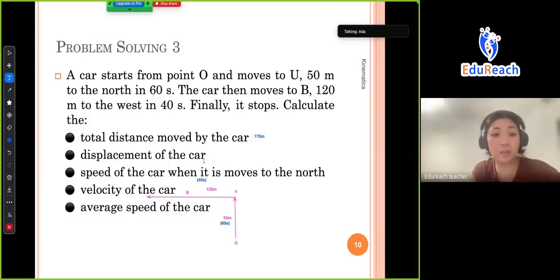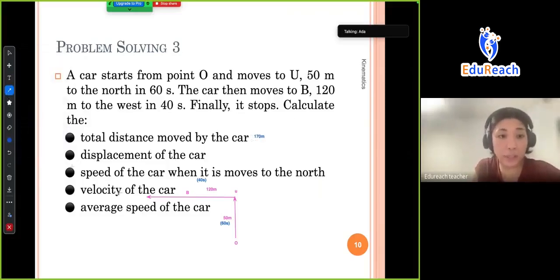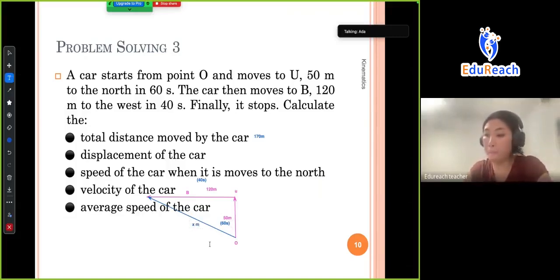Next, the displacement of the car, very much like what we had done before. So another kind of Pythagoras theorem over here. If you plug in the Pythagoras theorem, how does it work? 50 squared plus 120 squared equals this hypotenuse squared. Let this hypotenuse be x meters. Could you calculate what x is?